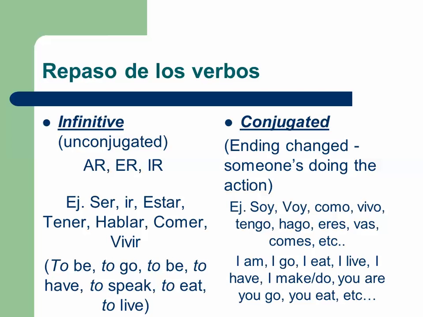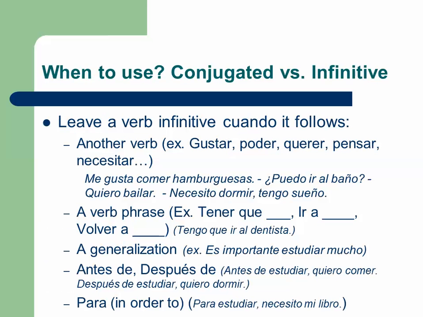Incredibly important if you're going to understand verbs in any language, but most especially in Spanish right now. Alright, you need to know when to use conjugated versus infinitive. You need to leave a verb infinitive when it follows another verb, when you have two verbs together. Especially in the cases of gustar, poder, querer, pensar, necesitar. Those ones go really commonly with other verbs. So for example, me gusta comer hamburguesas. You only conjugate the first one, you never conjugate the second. Because you're saying, I like to eat hamburgers. You're not saying, I eat hamburgers.